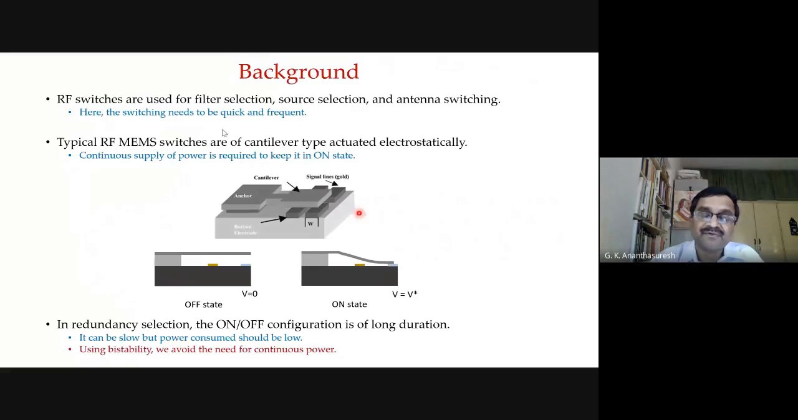A little background. Where do we need this? In terms of micro actuators, RF switches are something that are very widely researched, and there's a lot of work going on. In fact, their performance is actually meeting the requirement that they'll be commercially used as well. In fact, some of them are already used in some devices. So here you need switching speed to be very quick and frequent.